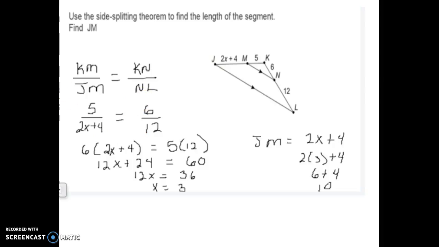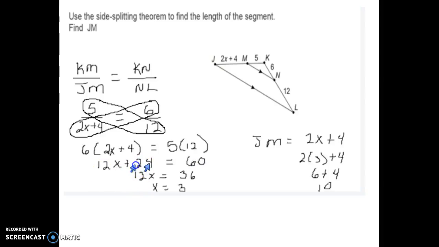And then you're simply going to cross multiply. So I'm going to multiply the 6 times the 2x plus 4 and then the 5 times the 12. So I've got 6 times 2x plus 4. Remember to distribute the 6 to both these terms. So 6 times 2x is 12x. 6 times 4 is 24. 5 times 12 is 60.